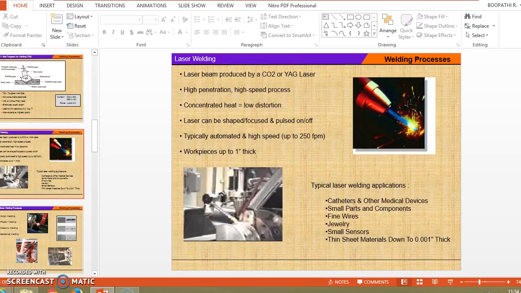In laser welding, the laser beam is produced by CO2 and YAG lasers. High penetration, high speed process, and concentrated heat means low distortion. Laser can be shaped, focused and pulsed on and off. Workpiece is up to 1 inch thickness, and typical applications are jewelry, fine watches, small sensors, small parts and components, thin sheet materials.